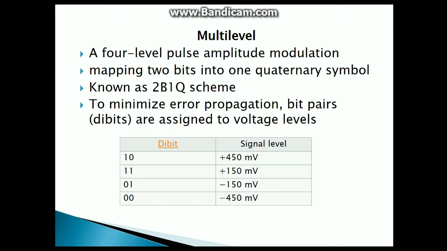As we can see in the table, we have the D-bit and the signal level. There are pairs of D-bits: 1, 0, 1, 1, 0, 1, and 0, 0. And each of them is assigned to its respective signal level, which are positive 450, positive 150, negative 150, and negative 450.